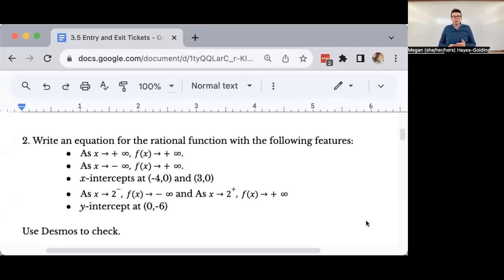We're going to write an equation for the rational function with the following features. And there are 5 bullet points here. Go ahead and take a moment, read them over, and then we'll get to figuring out what the function is.